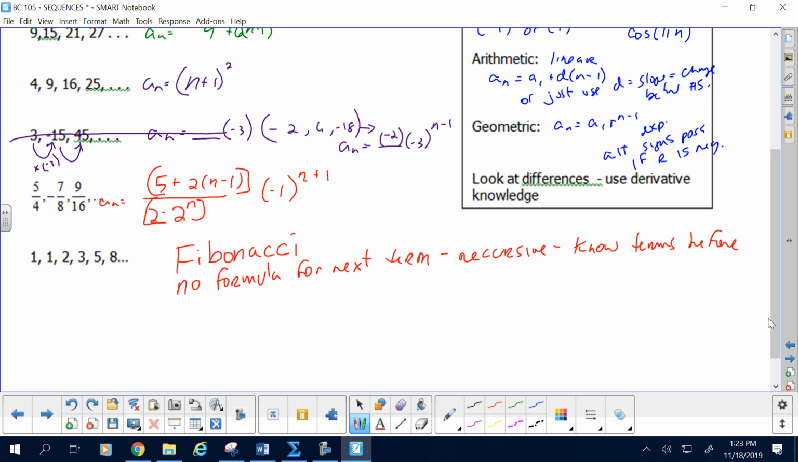What is the pattern? There is a pattern. What is it? You add the previous 2 numbers to get the next. So 1 and 1 is 2. 1 and 2 is 3. 2 and 3 is 5. 3 and 5 is 8.